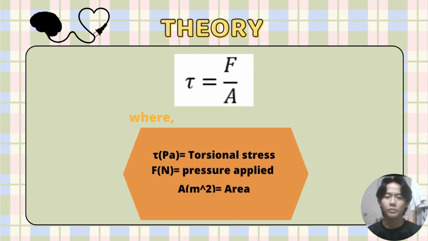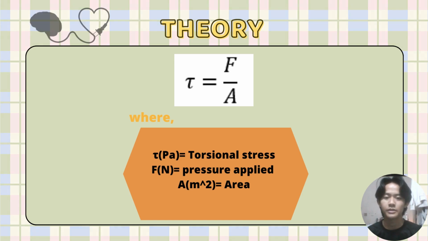Carry on with the theory part. Tau is equal to F over A, where tau is the torsional stress, F is the force applied, and A is the area.